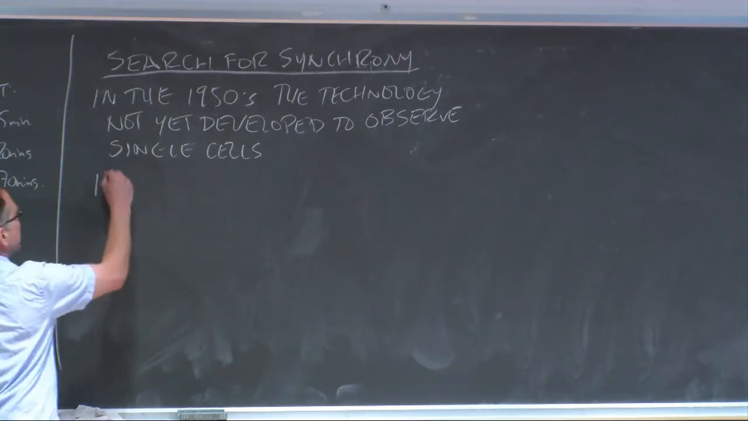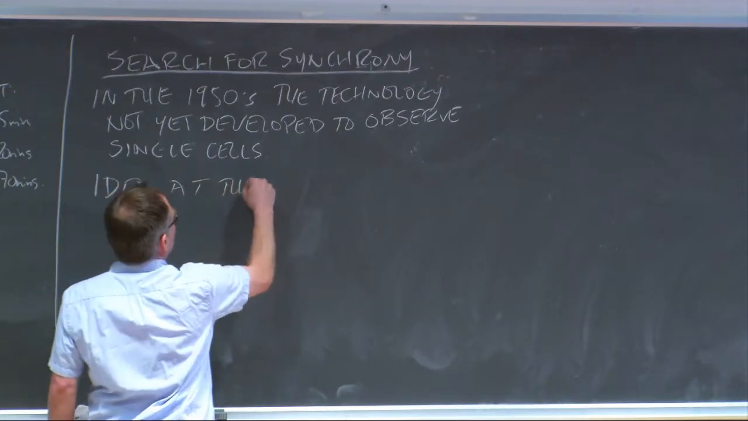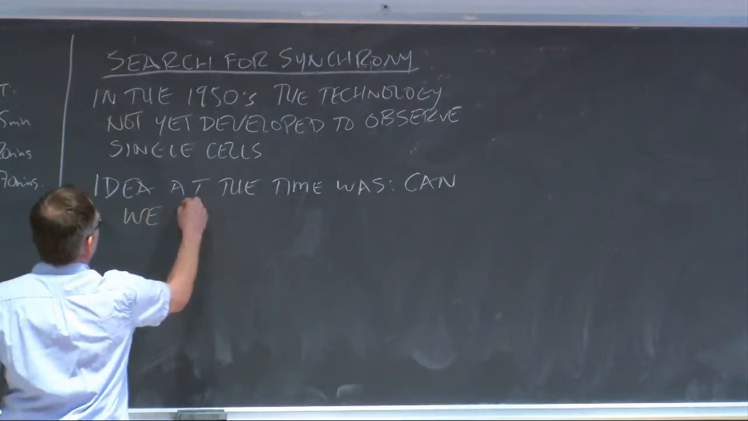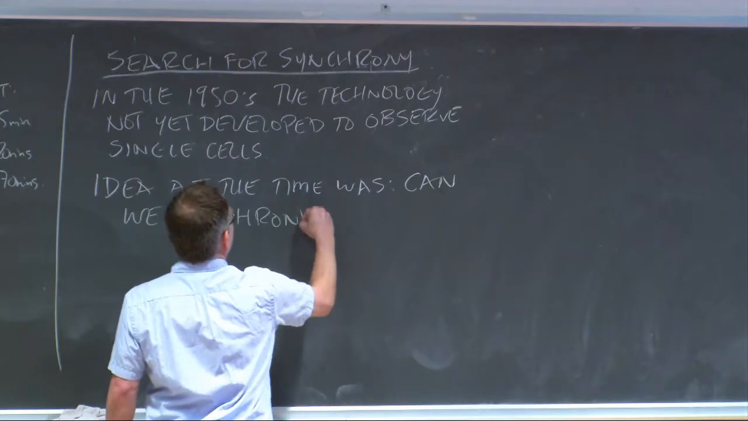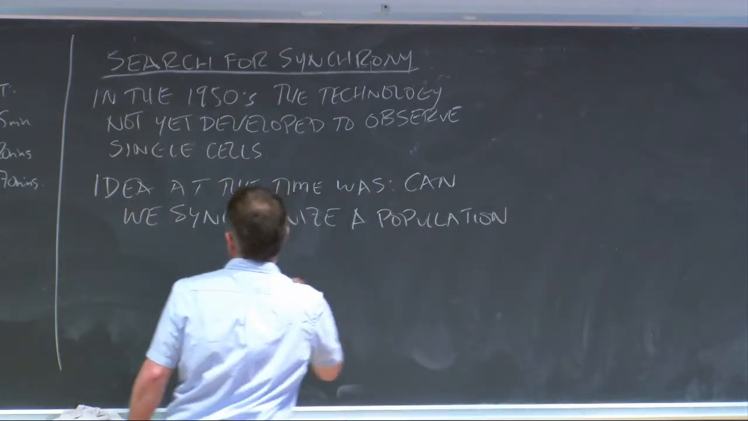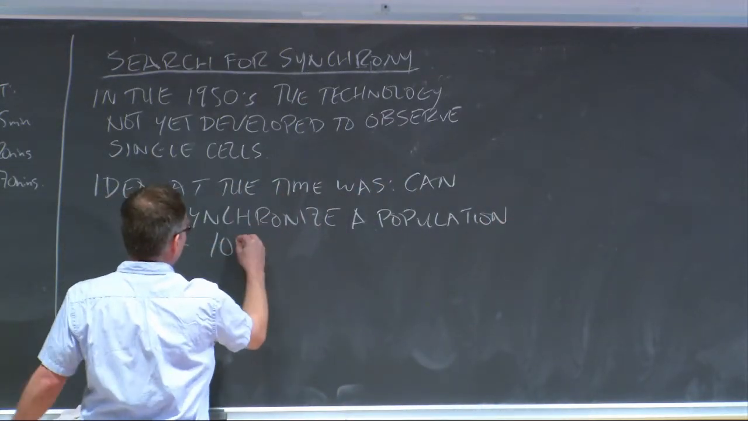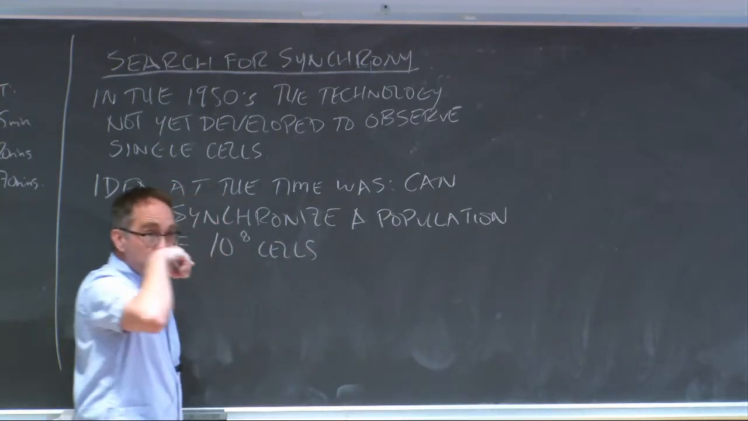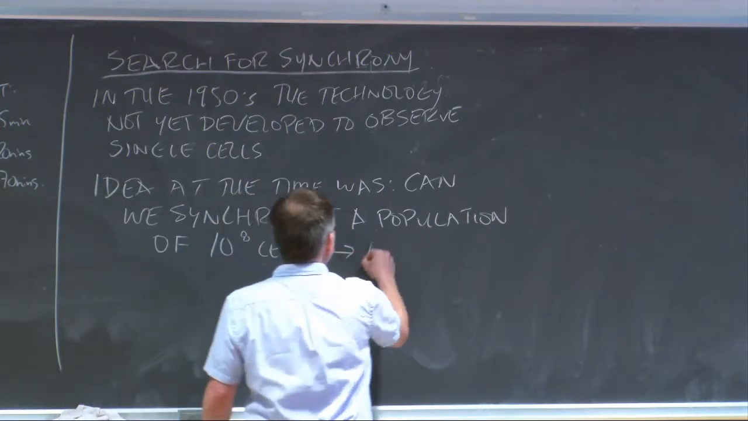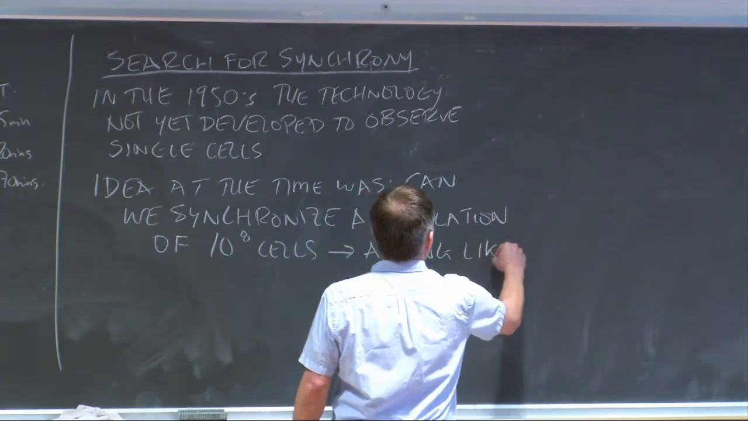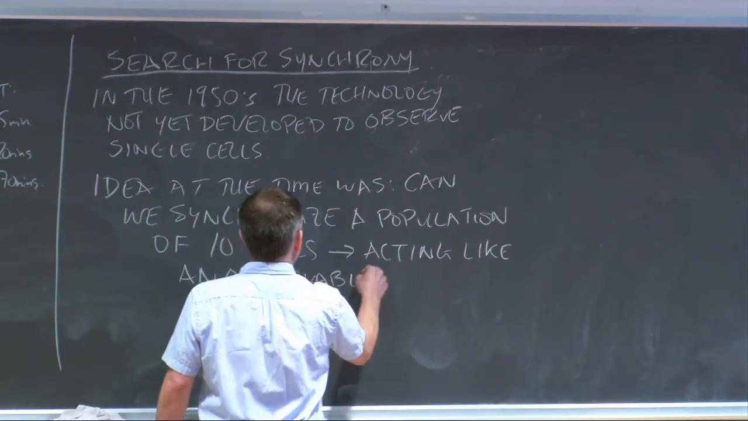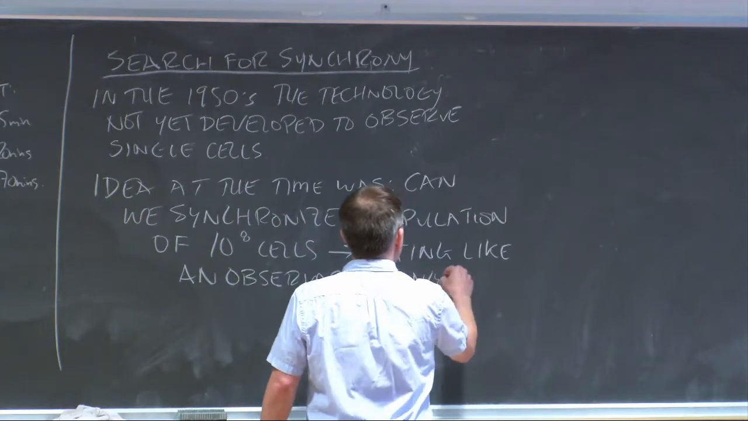So the idea at the time was, can we synchronize a population of 10 to the 9, say, or 10 to the 8 cells? That would be effectively a large population of single cells, if you like. It would be acting like an observable single cell.